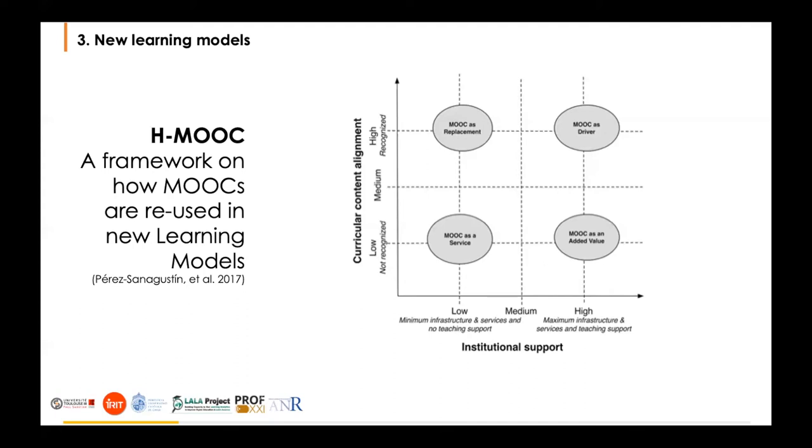These are the four models that we found at the extremes. Then you can redo these models, replace them on the axes, and find different models from them, right? But these are the main models. And today I want to share with you some of the data that we got from two of these models: what we call MOOC as a service, which at the university we called remedial MOOCs, and what we call MOOC-based flipped classroom, which is the MOOC as a driver.